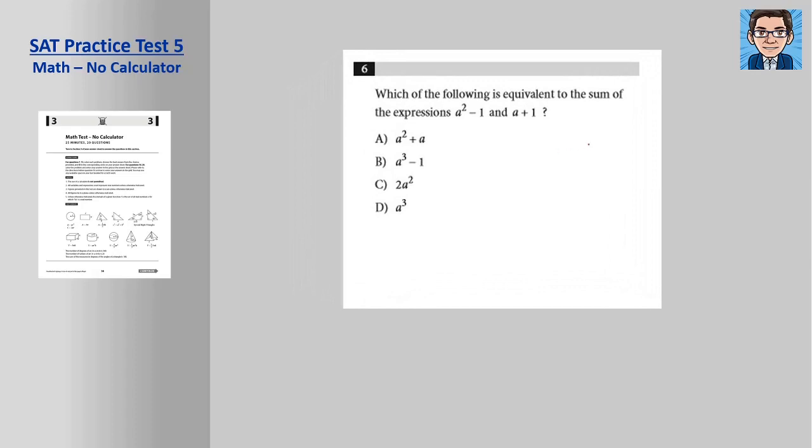Okay, in number 6, which of the following is equivalent to the sum of the expression a squared minus 1 and a plus 1? This is worded a lot more complicated than it has to be. All it is we're saying the sum, so we're going to add these two things together. So what is a squared minus 1 plus a plus 1? The minus 1 and the plus 1 cancel out, and we're just left with a squared plus a, which is answer A.